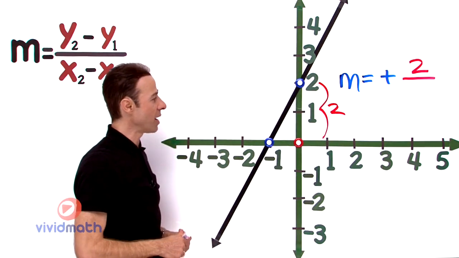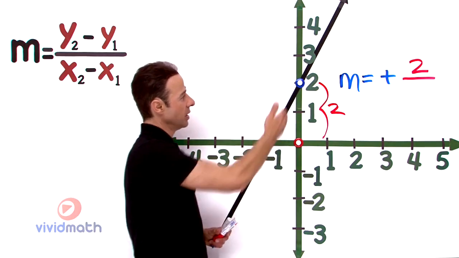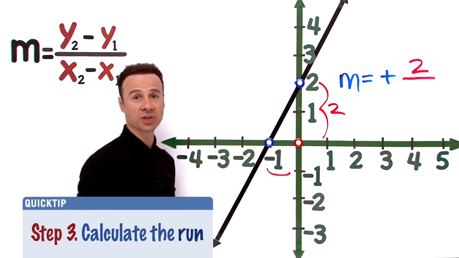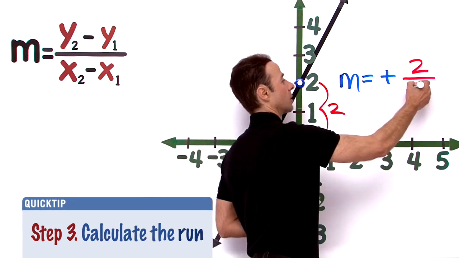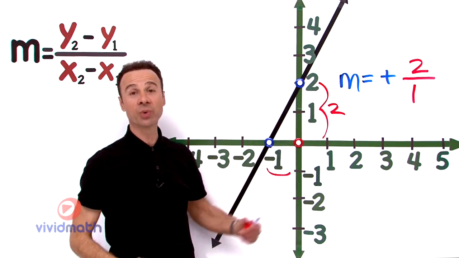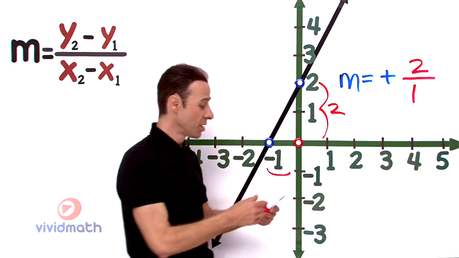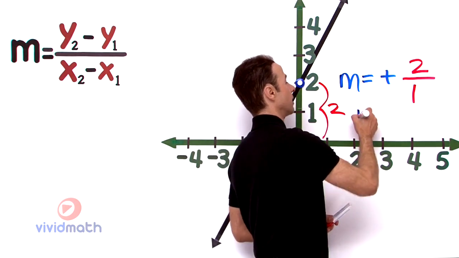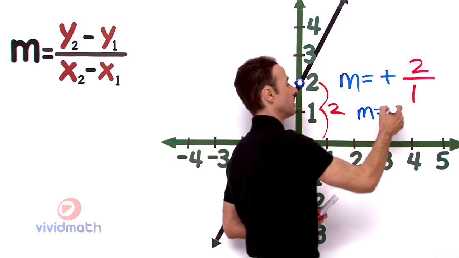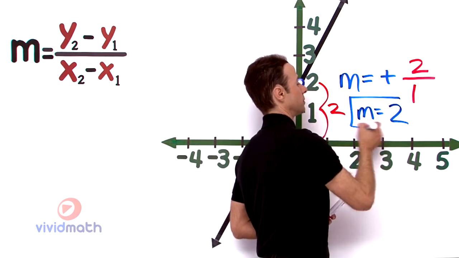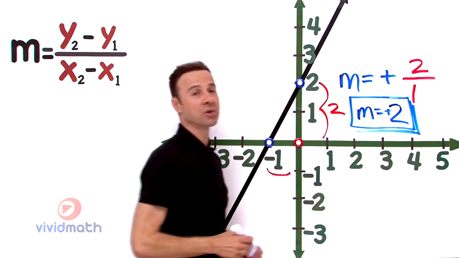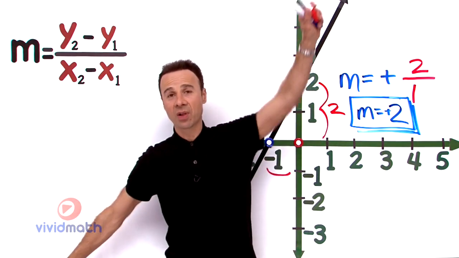And now the run, what's that going to be? Well, it's from this point here across that way. So it's just 1 unit. So that's going to be 1. So the final answer is 2 over 1. We can simplify it. It's like a fraction. So the final answer, gradient, and by visually inspecting it, is 2. I'll put that little plus there because it's a positive gradient, as you recall, that way.